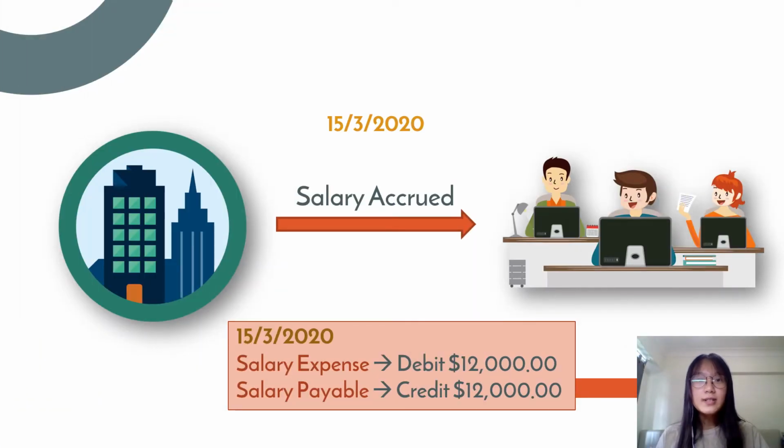Salary expense was incurred and accrued on 15 March 2020, where both the salary expense and the salary payable increase. This means that $12,000 has to be debited into the salary expense account, which is an expense in the equity accounts, and also credit salary payable, which is under the liabilities accounts.